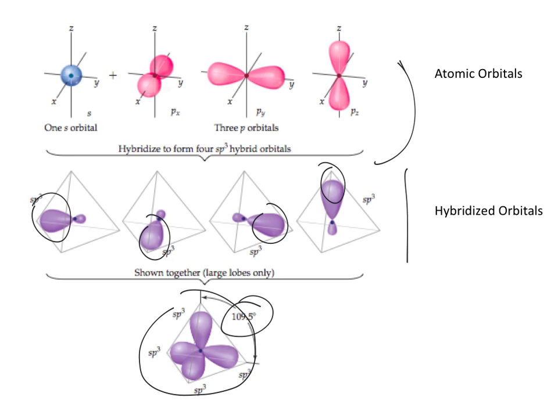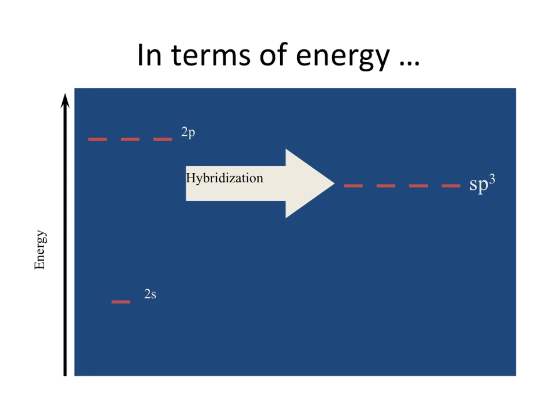So when we take these orbitals, we're going to mix our atomic orbitals, and that will give us our hybridized orbital setup. Now, in terms of energy, notice, normally our 2s and our 2p are relatively different in energy values.